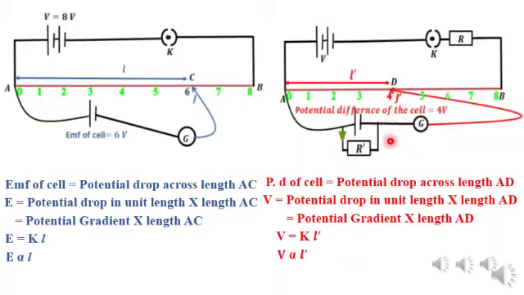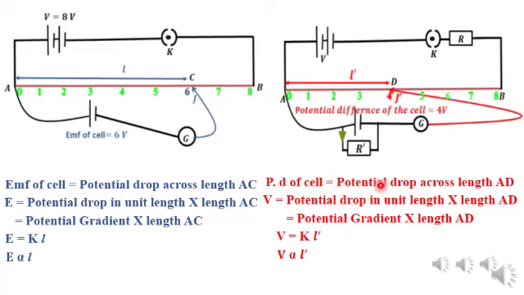Move the jockey from end A over the potentiometer wire. When the potential drop in the wire is equal to the potential difference of the cell, the galvanometer shows zero deflection. So when the galvanometer shows zero deflection, the potential difference of the cell equals the potential drop across length AD.